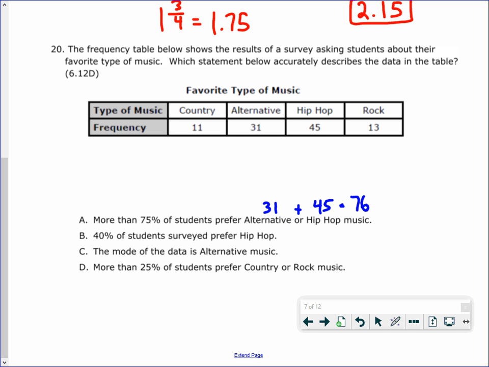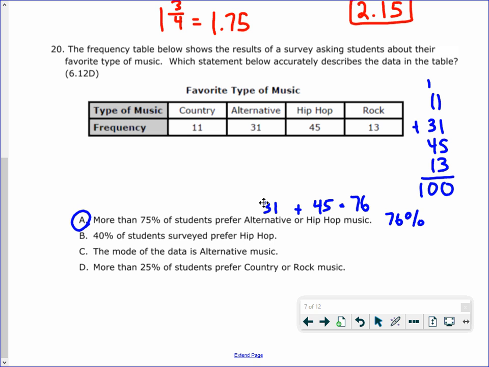So in order for us to figure out if that is more than 75%, we need to figure out the total. So let's go ahead and add all of them up. 31, 45, and 13. Looks like it's going to be 100, but let's just double check. 4, 5, and it looks like it's 100. So if it's 76 out of 100, that is 76%. Which is more than 75%.